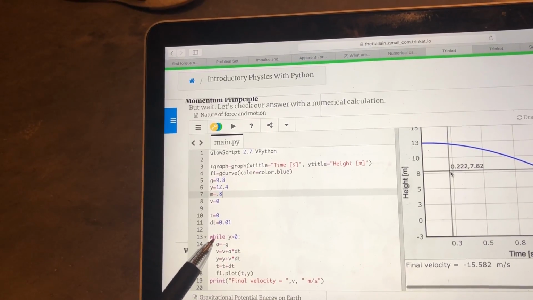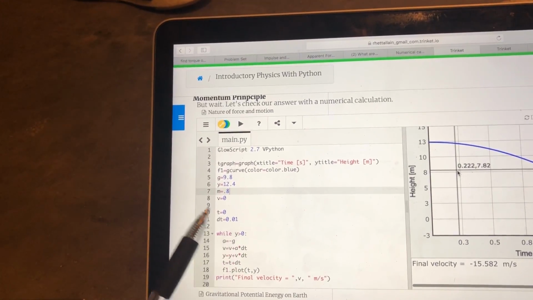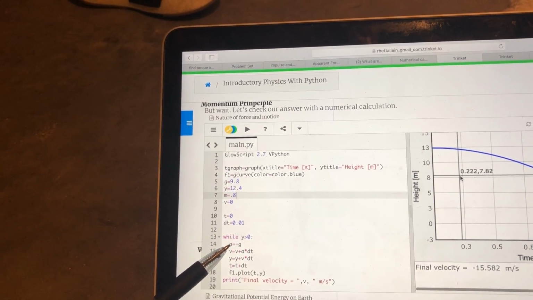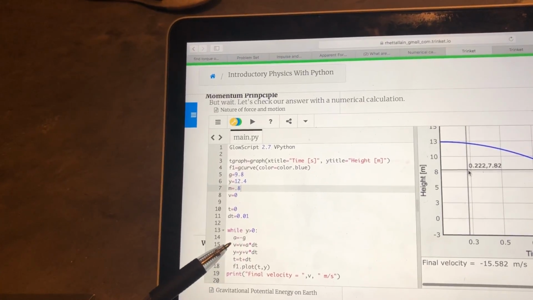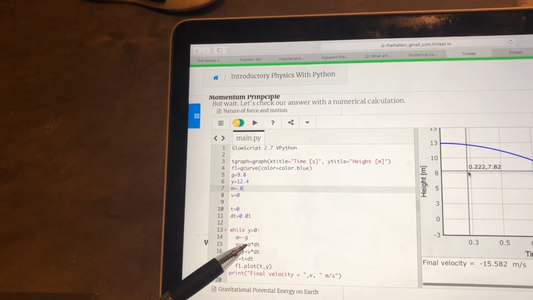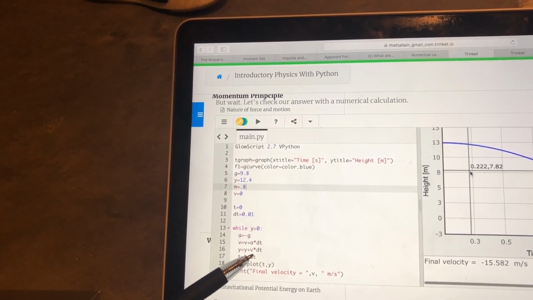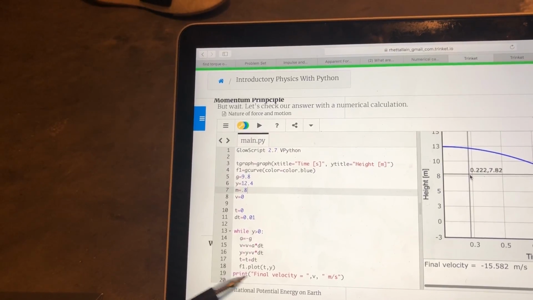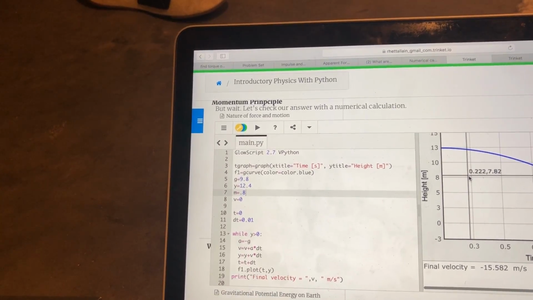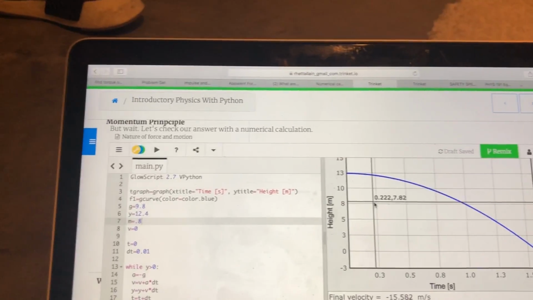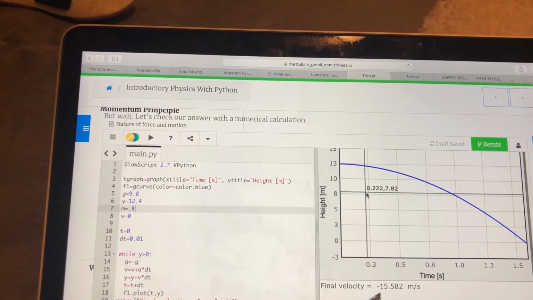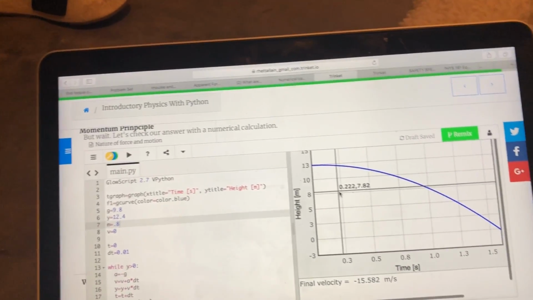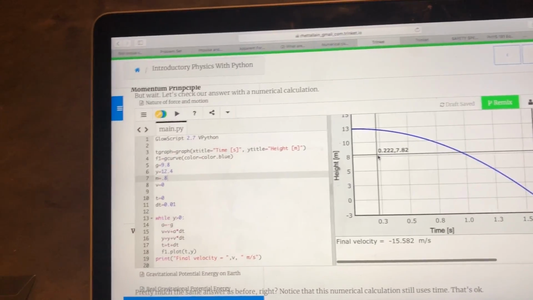For line 13, we have y greater than 0, which is going to be true. The acceleration is negative 9.8, which is gravity. Then you can use the formula velocity equals the velocity plus acceleration times delta t, put those in, and print the final velocity. The final velocity shows on the graph as negative 15.582 meters per second. So that's the first part.